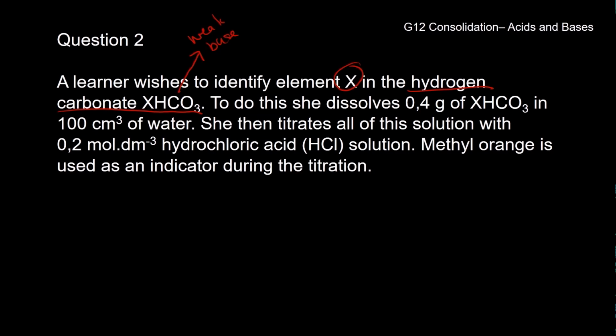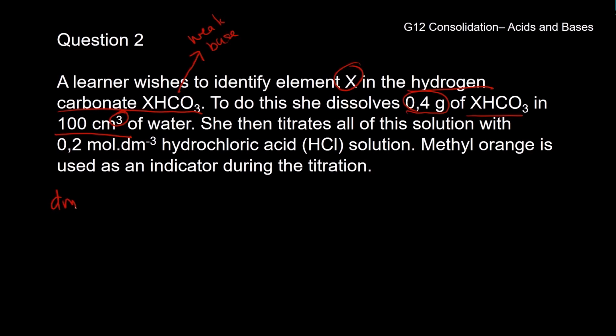How does she carry out this experiment? She dissolves 0.4 grams of this unknown X substance in 100 centimeters cubed of water. I'd like to highlight that for you. When we're speaking about volume, we're speaking about decimeters cubed. So these values, if they are given to us in centimeters cubed, have to be converted into decimeters cubed.